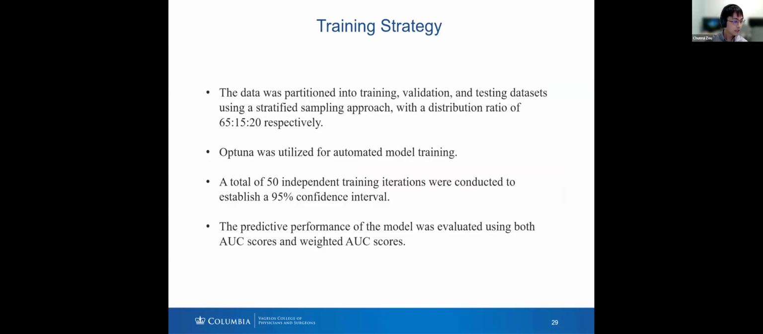For training strategy, we first partition the data set into training, validation, and testing data sets using a stratified sampling approach with a distribution ratio of 65, 15, and 20 respectively. And then Optuna was utilized for automated model training. A total of 50 independent training iterations were conducted to establish a 95% confidence interval, and the predictive performance of the model was evaluated using AUC scores and weighted AUC scores.